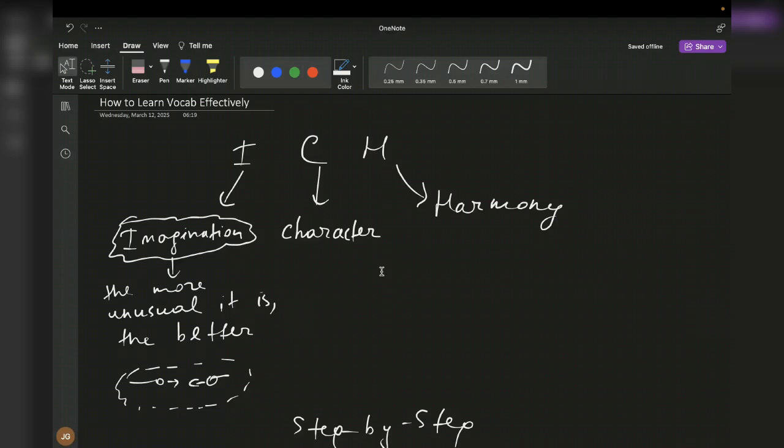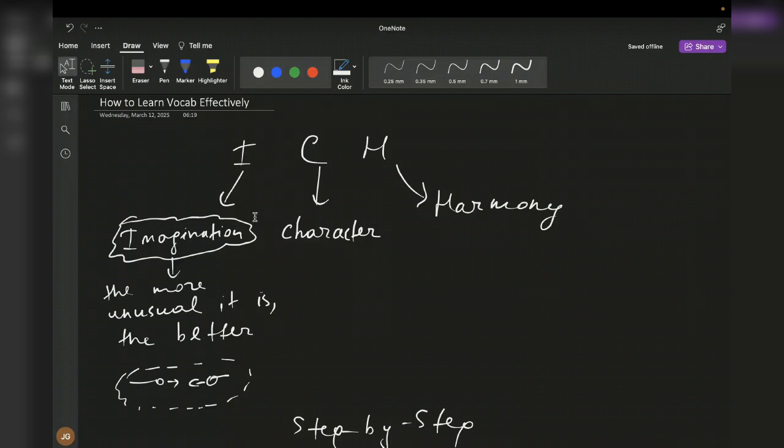Okay, so ICH, let's talk about it. It stands for imagination, character, and harmony. So I stands for imagination, C stands for character, and H stands for harmony. The most important thing in mnemonic would be imagination. We humans are really good at remembering visual things like pictures, photos, and videos, but unfortunately, we are bad at learning stuff like numbers and text. We are really bad at remembering them.